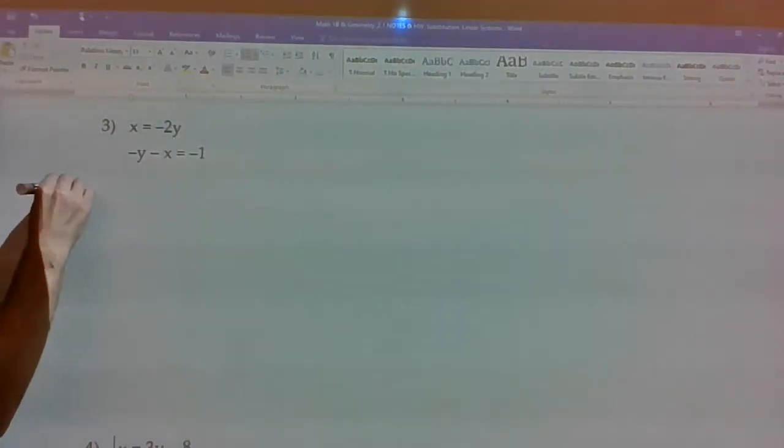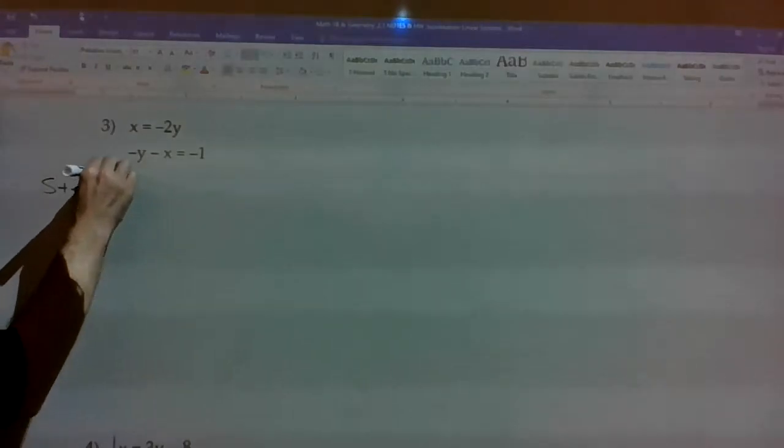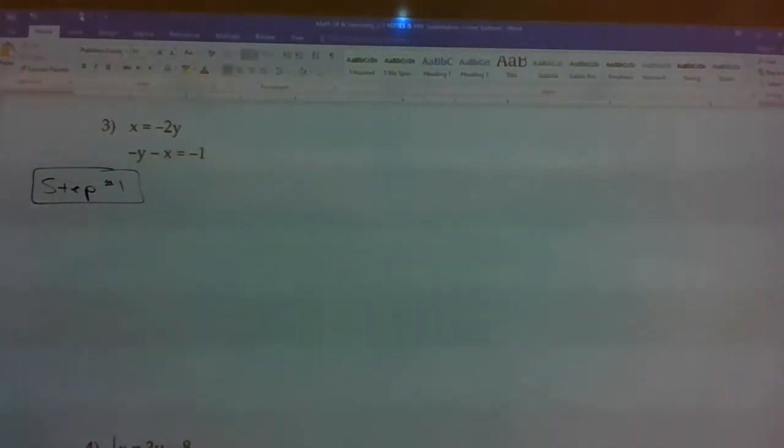All right, so step 1. Let's pick one of the equations. Can you guys see all that? You sure can. Pick one of these equations and get either x or y by itself. It seems to be done for us. X is already by itself. So step 1, I'm just going to put a check mark on and say, x equals negative 2y. Got it.